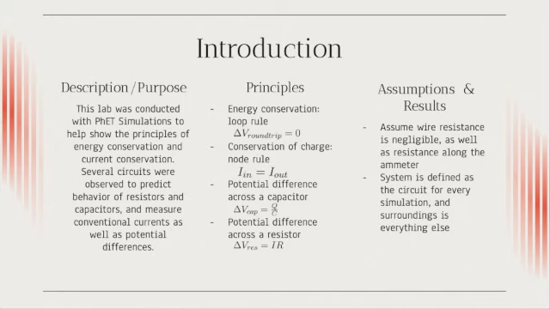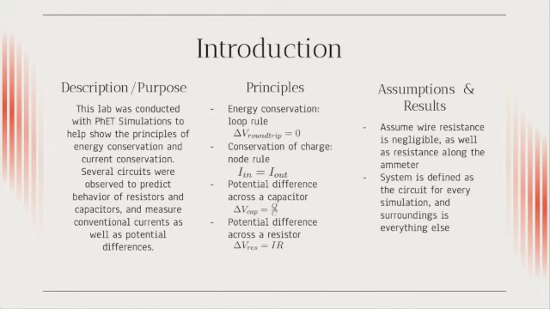current conservation. Several circuits were observed to predict the behavior of resistors and capacitors and measure the conventional currents as well as potential differences. Some of the principles we will use are energy conservation, specifically the loop rule, which says the change of potential of the entire circuit will be zero.